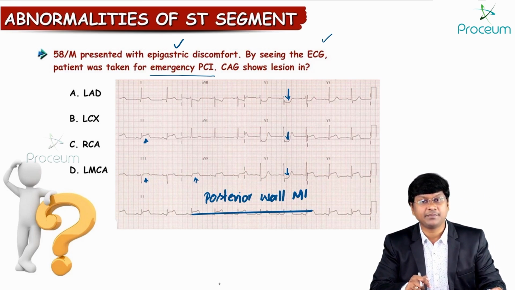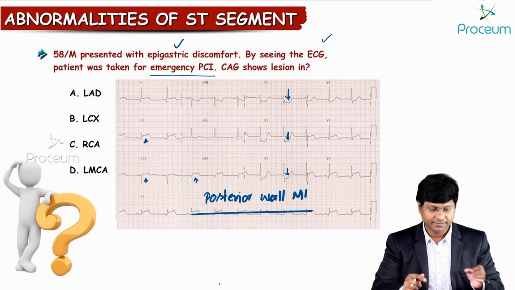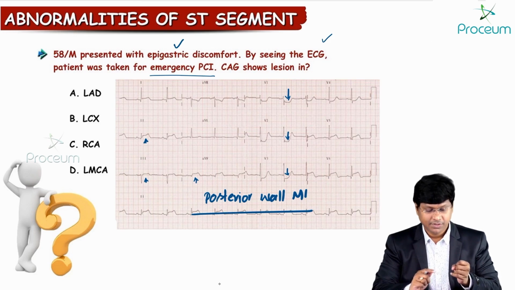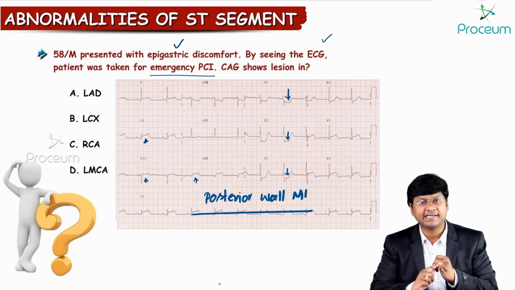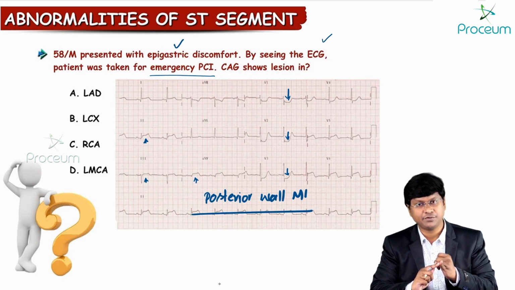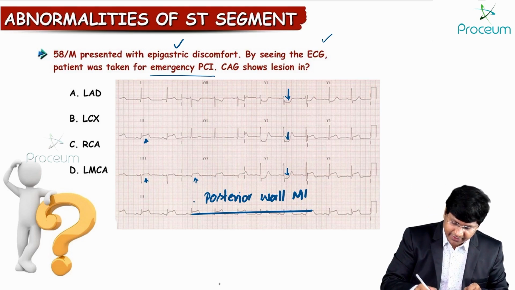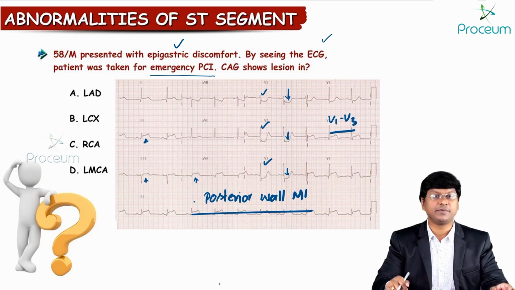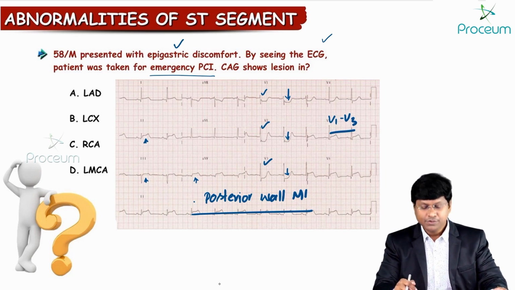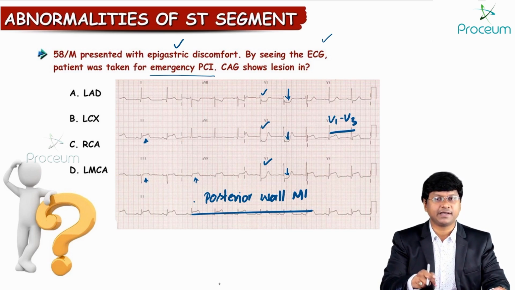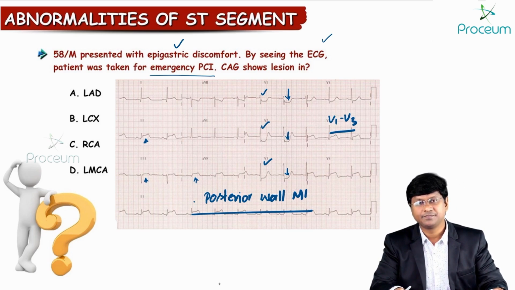And in posterior wall MI, what will you have? The ECG changes: you will have a flat ST segment depression from V1 to V3. And there is also a dominant R wave, right? You see this is your dominant R wave from V1 to V3. Normally, you don't have that particular dominant R wave from V1 to V3. So you have the presence of the dominant R wave from V1 to V3 in case of posterior wall MI.